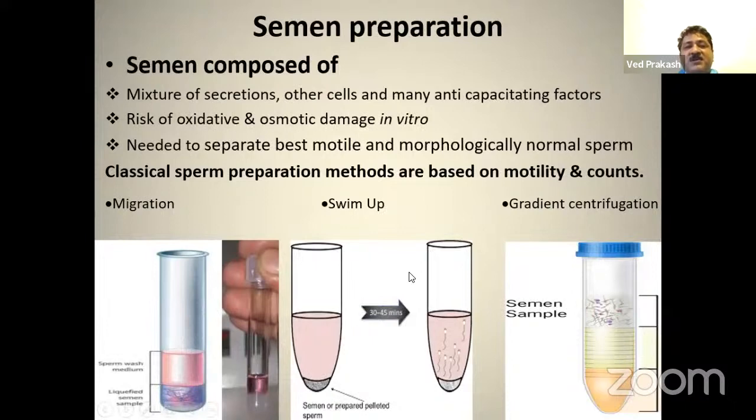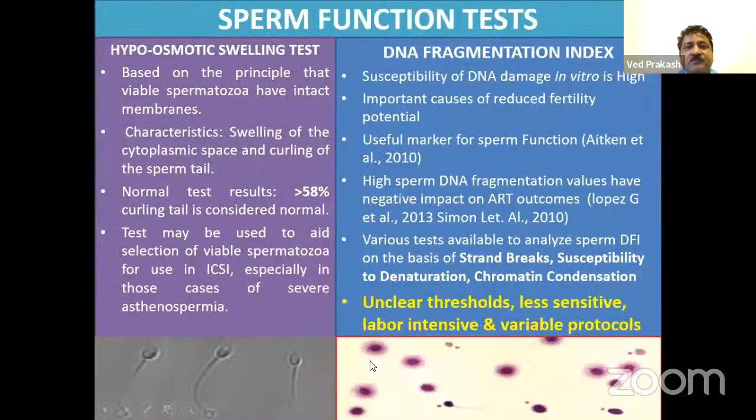Semen preparation. How do we do semen preparation? Semen is composed of a mixture of secretions, other cells, and many anti-capacitating factors. There is a risk of oxidative and osmotic damage in vitro, and it is needed to separate the best motile and morphologically normal sperm. So classical sperm preparation methods are based on motility and count. These are methods like migration, swim up, and density gradient.